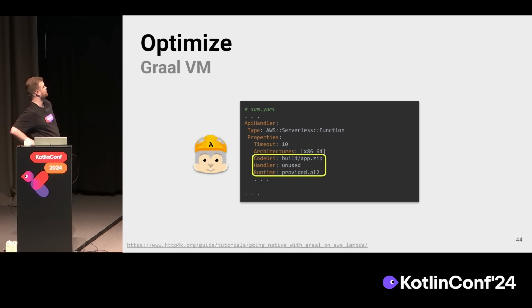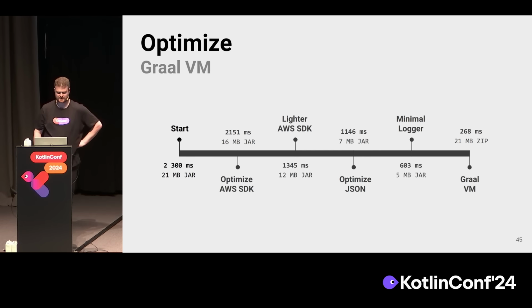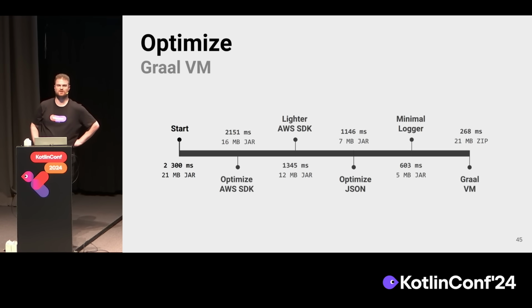Now, the next step is we actually need to configure Lambda to run our custom runtime rather than a Java container. So we're switching to Amazon Linux 2. We're not using a handler anymore, that's why it says unused, and we're plugging in the zip rather than our jar file. Now this gets us down to 268 milliseconds cold start. Hands up if you're okay with that. Okay, yeah, lots more. Okay, haven't really convinced a good number of you, which I'm a little surprised about.